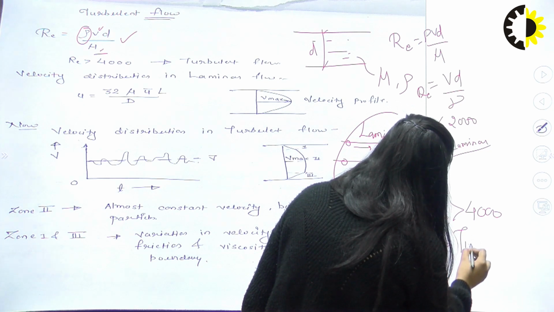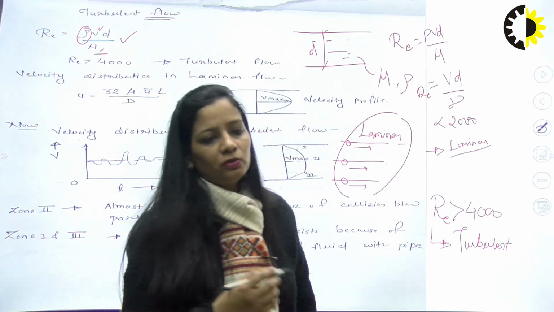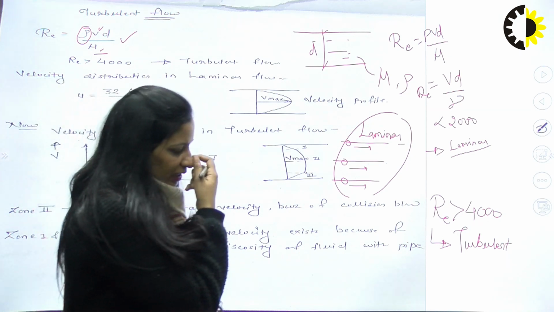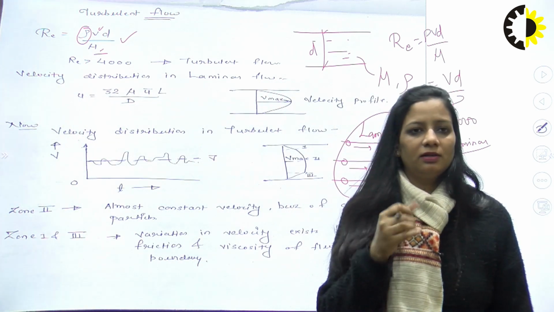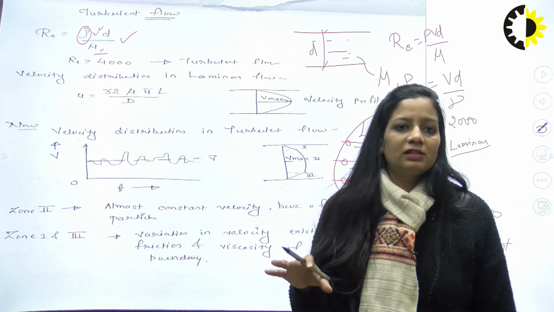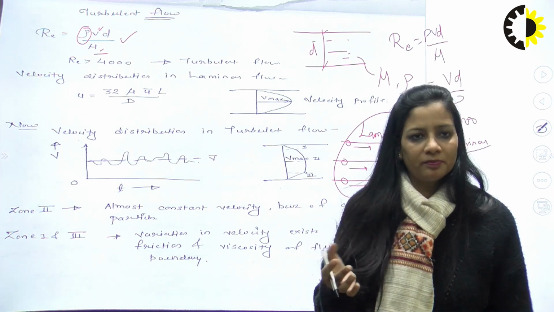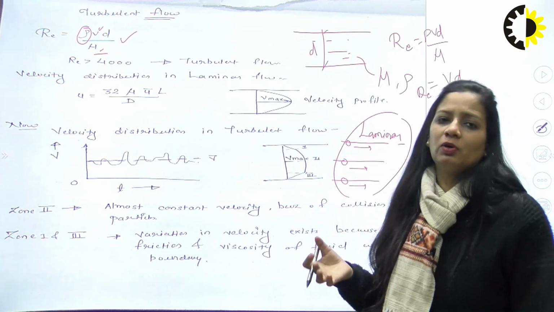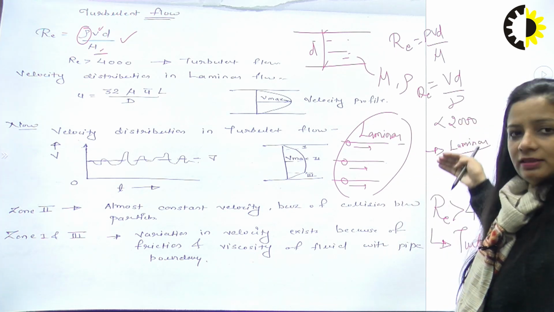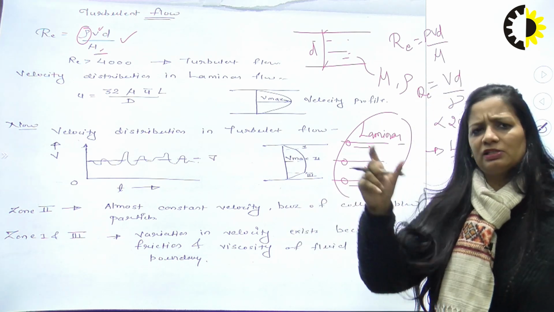So this will be your turbulent flow. Now the question arises: what about between 2000 and 4000 Reynolds number? In between 2000 and 4000, we say there is a transitional condition where there is a conversion from laminar to turbulent, and that flow is called transitional flow. So in this way we can categorize laminar, turbulent, and transitional flow on the basis of Reynolds number.